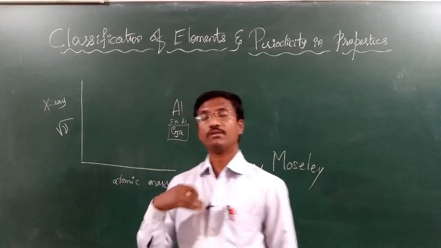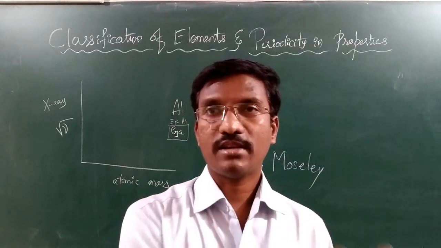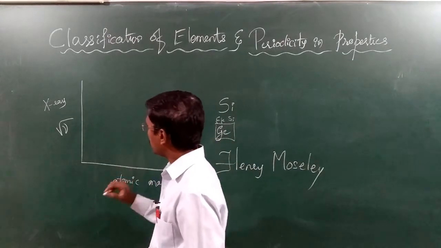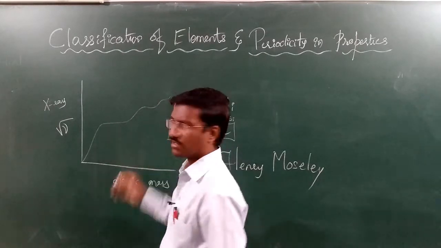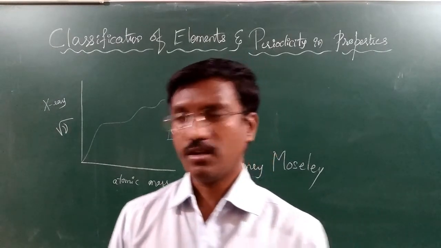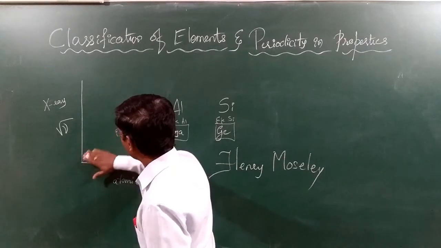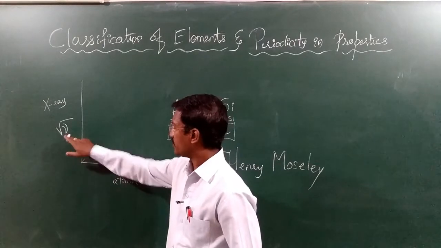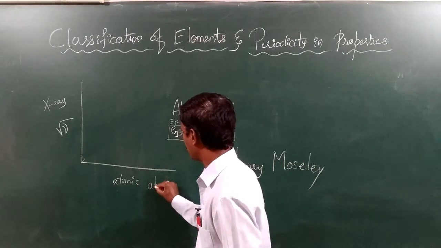As the atomic mass of the elements he used increased, he observed how the X-rays passed, but he couldn't get a straight line. Somewhere there was randomness, somewhere it was not linear, it was very crooked. But soon after, besides the graph of square root of frequency versus atomic mass, he took another one: atomic number.